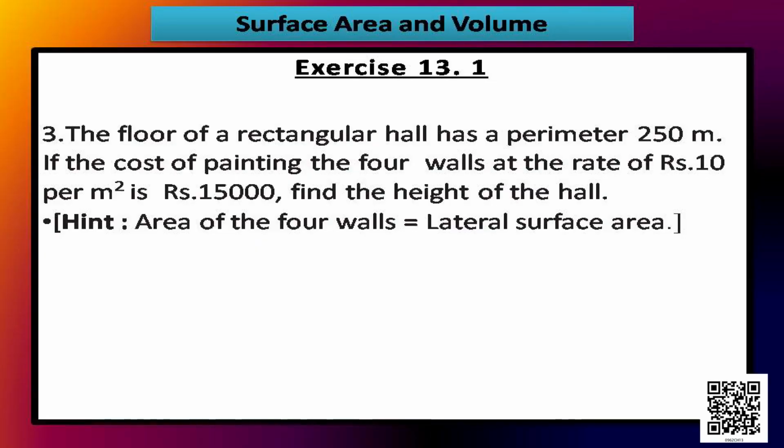It says the floor of a rectangular hall has a perimeter of 250 meter. If the cost of painting the 4 walls at the rate of rupees 10 per meter square is rupees 15,000, find the height of the wall. So let us discuss the solution.